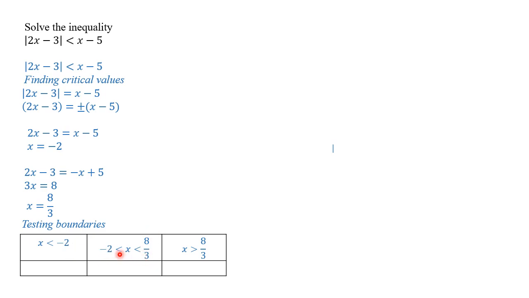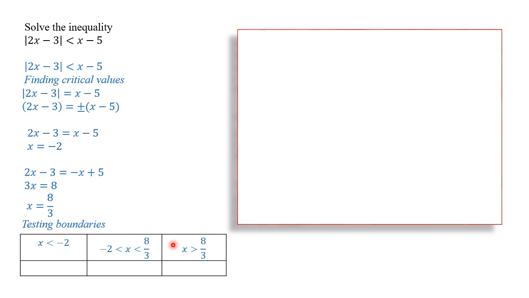We are connecting the smallest with the next one. Then the last one is x greater than 8/3. So we are taking now the greater critical value, so it's x greater than 8/3 here. Now we want to test these critical values, these regions that we have. We are testing them using this inequality here.